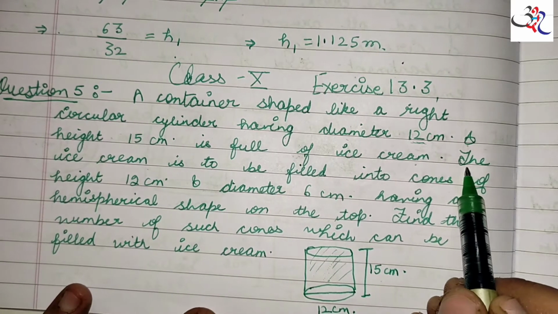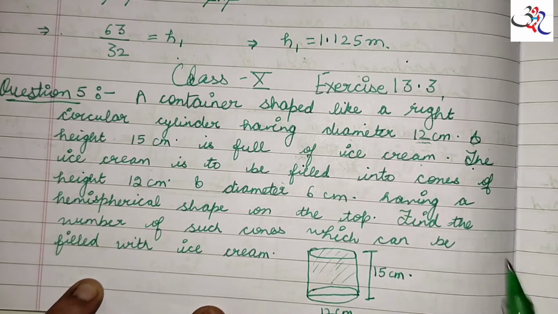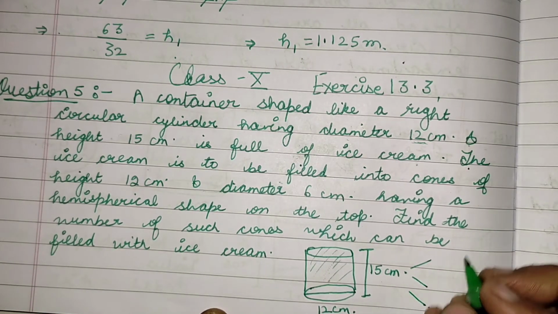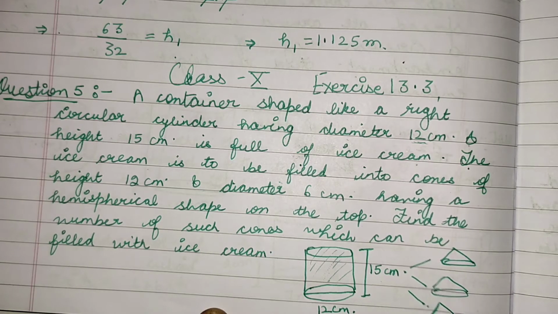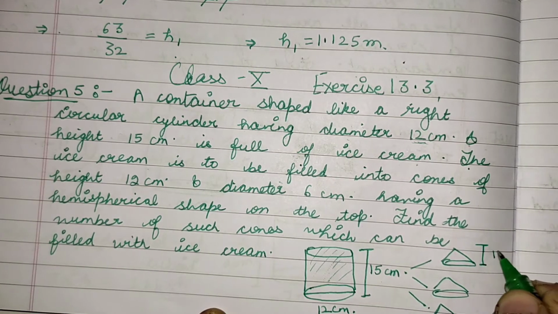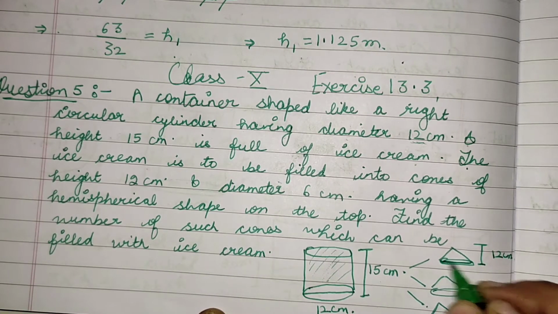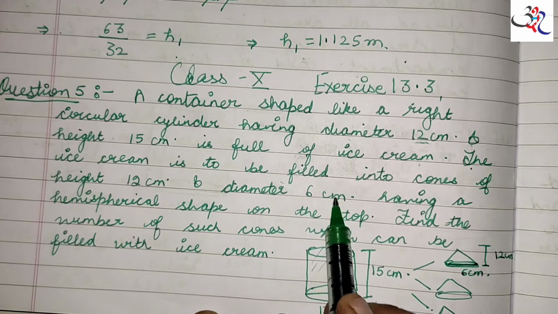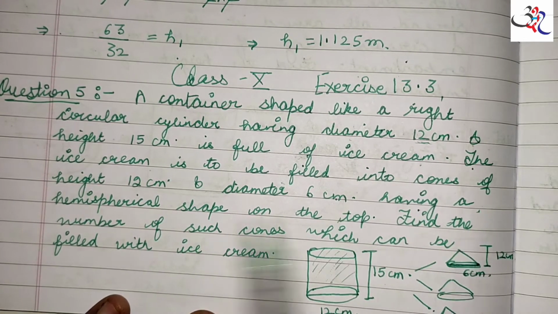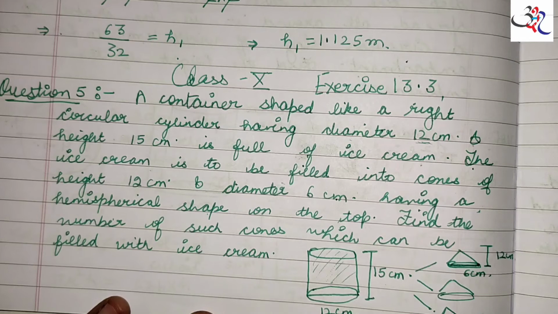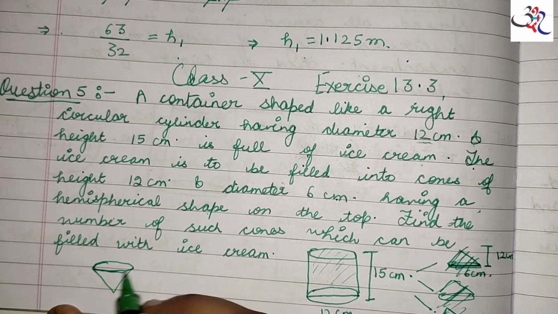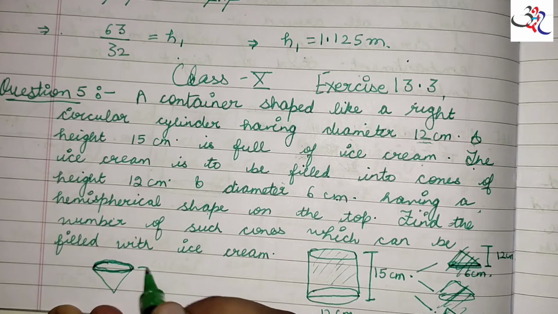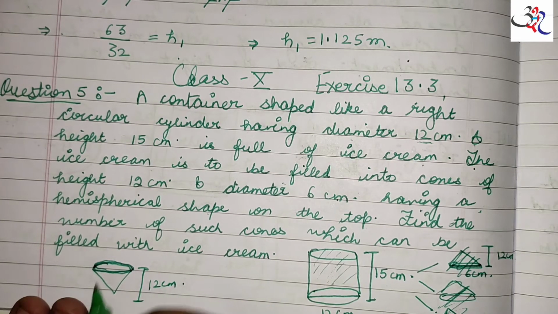Now what they are doing, the ice cream is to be filled into the cones. They are filling this ice cream into different number of cones and the height of the cone is given to us equal to 12 centimeter and the diameter is given to us equal to 6 centimeter, also having a hemispherical shape at the top. So cones are not like this, cones are inverted, cones are there like this. So there is a hemispherical shape on the top and height of the cone is 12 centimeter.